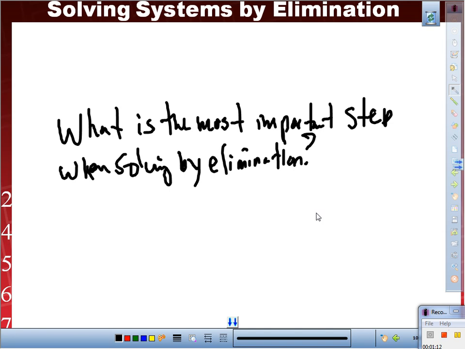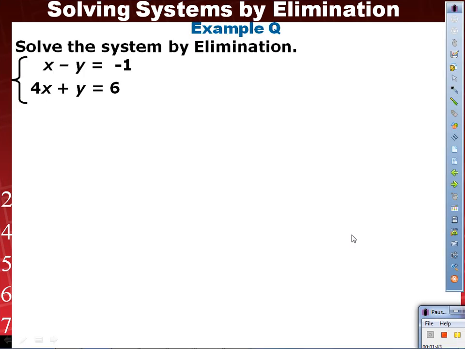At the top, I want you to write steps, and once again, I'm going to get you guys started with the steps once we're done, and we'll fill that in. But we start with the first example in the back of your paper, example Q. Example Q says, solve the system by elimination. System given, x minus y equals -1, and 4x plus y equals 6. Copy that.